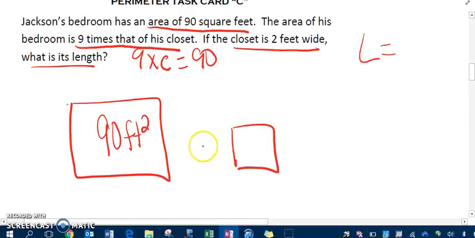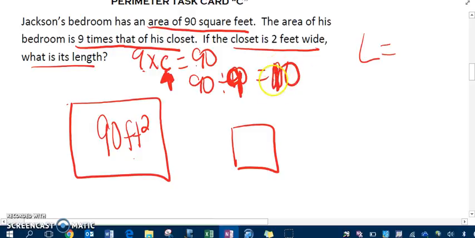We know the closet is 9 times smaller than this. So what could the area of the closet be? Well, we know that the closet's area times 9 gives me 90. So what times 9 gives me 90? Oops, I'm sorry, I meant 90 divided by 9 equals 10. So the area of the closet is 10 square feet. Or 9 times 10 is 90.